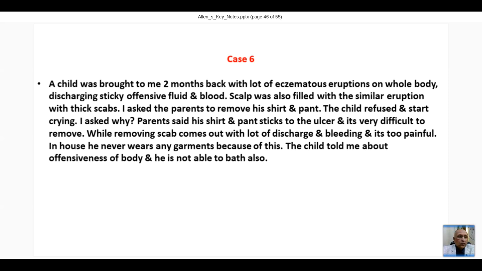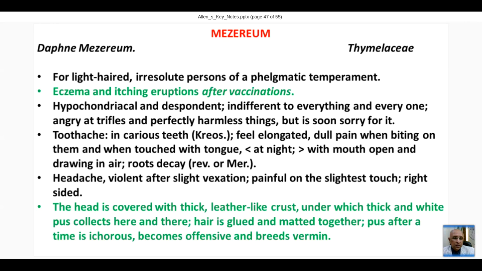So this is what the case was, very clear. Anyone who wants to highlight, the remedy is very clear, which mentions it as it is in the patient, and it brought that patient, within a span of 8 days, he recovered from those very dangerous eruptions. So it is a Mezereum picture, yes, clear-cut Mezereum, and the patient came out of it: eczema and itching eruptions after vaccination. The head is covered with a thick leather-like crust, under which thick white pus collects. Here and there it is glued, matted together, the fluid is acrid, becomes offensive, etc. So these are the ways with which you can approach with Kent's and Allen's keynotes, if you read Allen's properly.